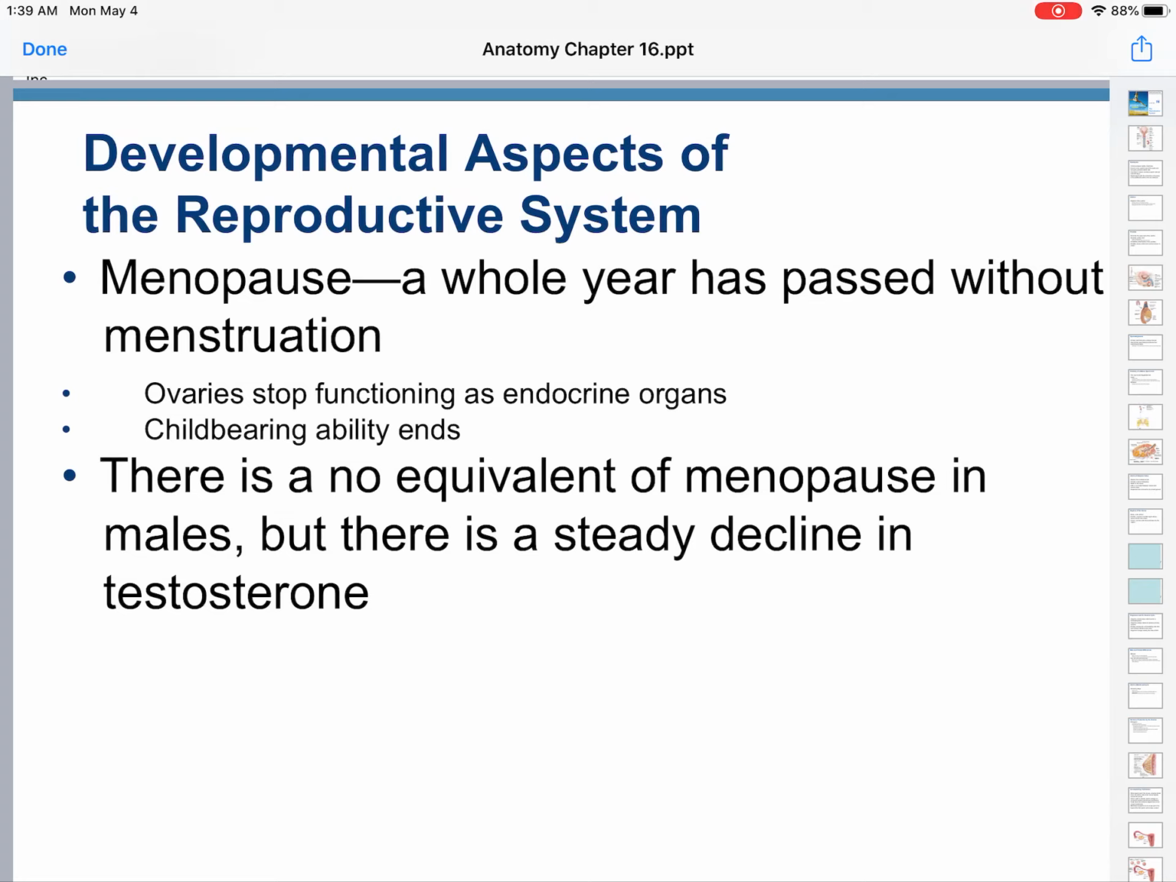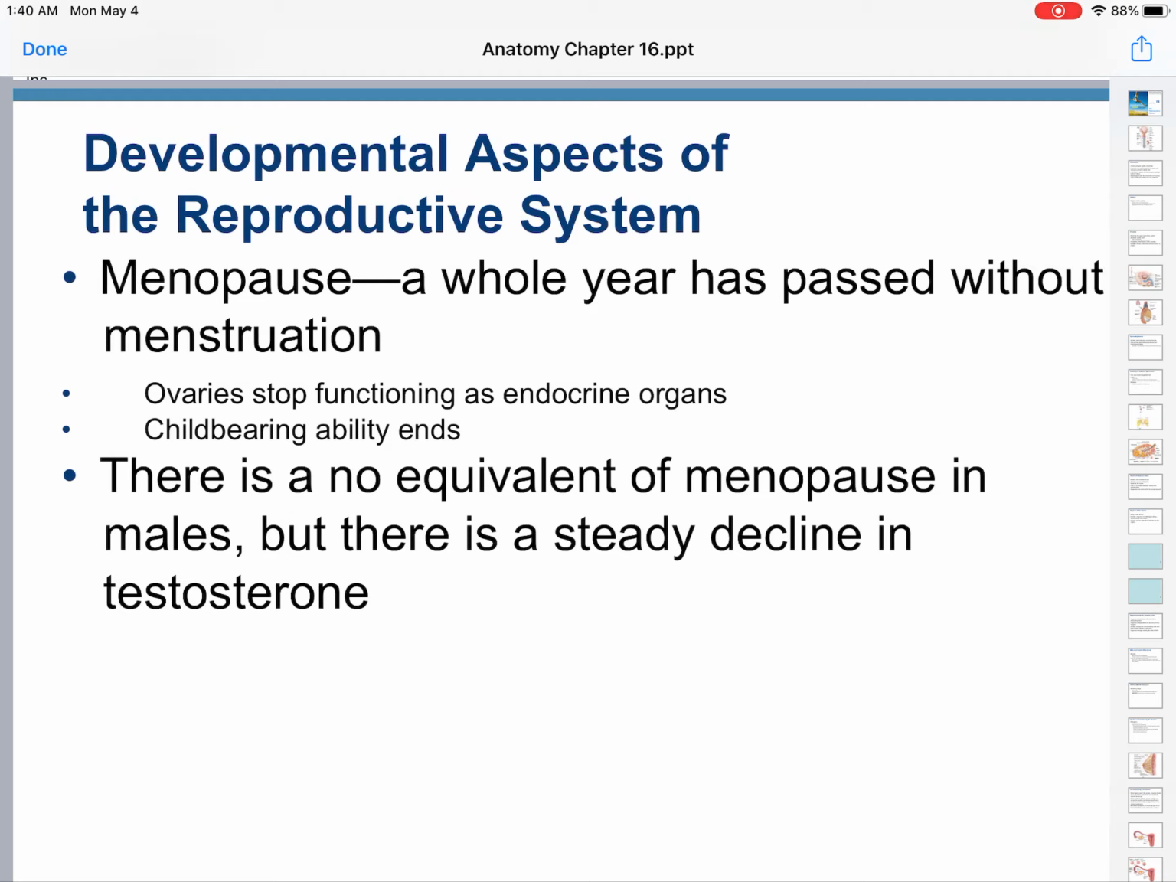Let's go to the other end. Menopause. A whole year has passed without menstruation. That means your ovaries stop functioning as an endocrine organ. It stops releasing LH and progesterone, and your ability to bear children ends.